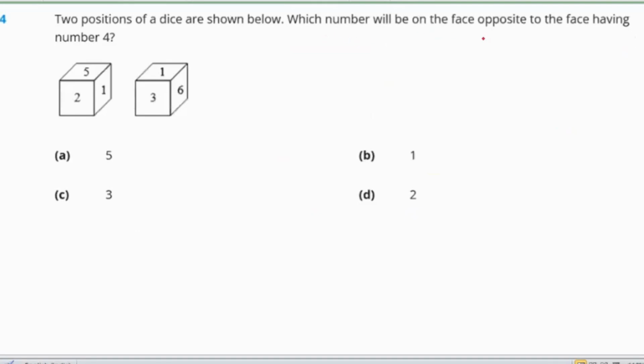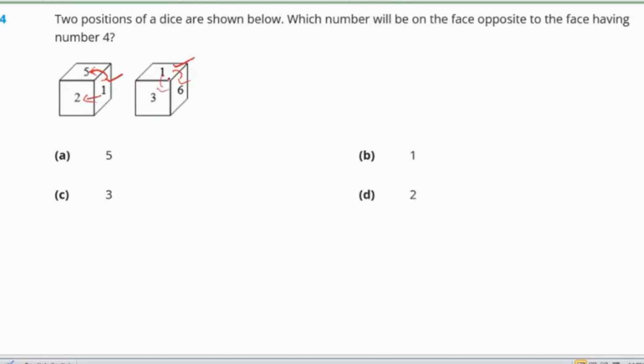Okay, now which number will be on the face opposite to the face having the number 4? That we need to find out. Now we can see 1 over here, we can see 1 over here as well, and on this side of the 1 we have 5. Now here we have 2, and on the rest of the sides we have 6 and we have 3, correct?